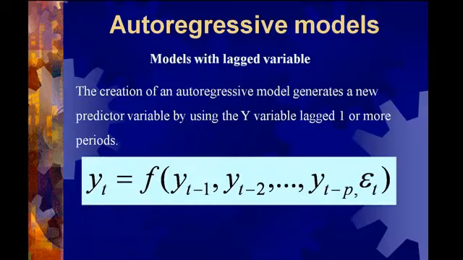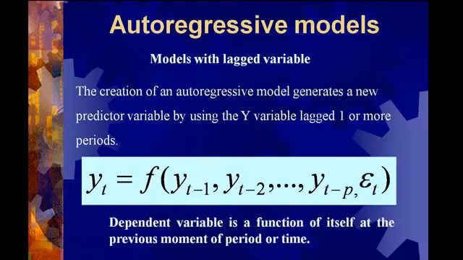So here's the model that they're talking about. y at time t, y sub t, is a function of y sub t minus 1, and maybe y sub t minus 2, and so on, and then an error term, epsilon sub t. The dependent variable is a function of itself at the previous moment of time, or previous period.